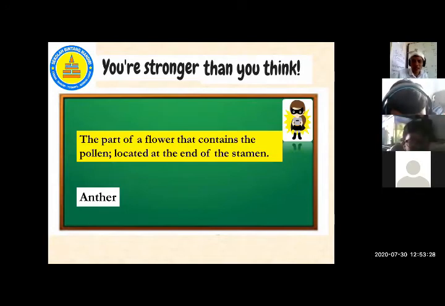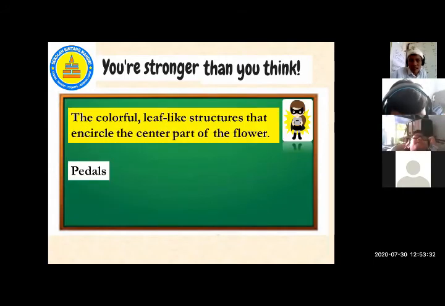The question is, the colorful leaf-like structures that encircle the center part of the flower is called? Petals. No. Petals. Yes. Petals. Very good. Petals. Yes. Yang berwarna seperti daun, gitu ya? Itu petal ya. Kelopak. Okay.